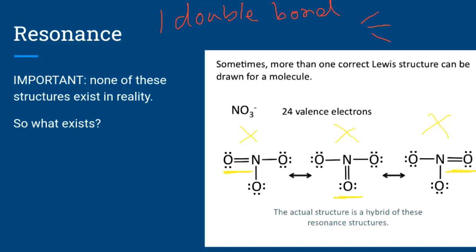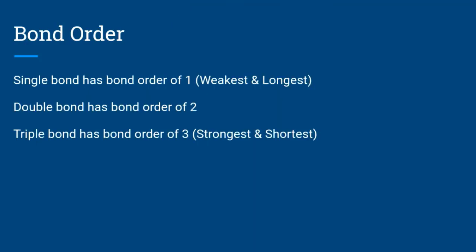So if you have one double bond being distributed equally, then you can say that each of those oxygens has 1 plus 1/3 of a bond. I hope that made sense. So each of those bonds is a single bond plus 1/3 of a bond. And that's what resonance is. None of these structures exist. They actually form a hybrid. Yes, 1 plus 1/3. That is going to lead into the next concept I'm going to talk about, and that's bond order.